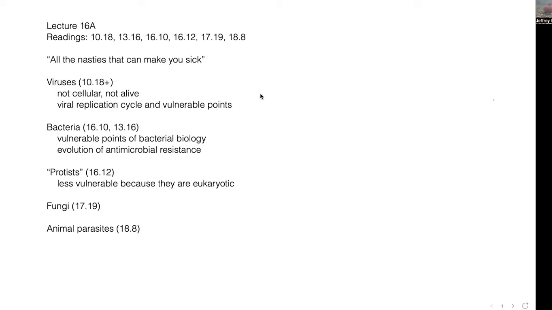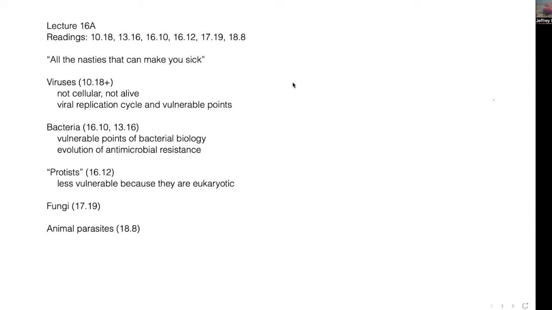So you can think of this as a little bit of a taxonomic survey of a whole bunch of things we might call nasty microbes, and things that you might be studying in a clinical microbiology class. Also, as I've pointed out here, all the nasties that can make you sick. And we'll start with viruses.